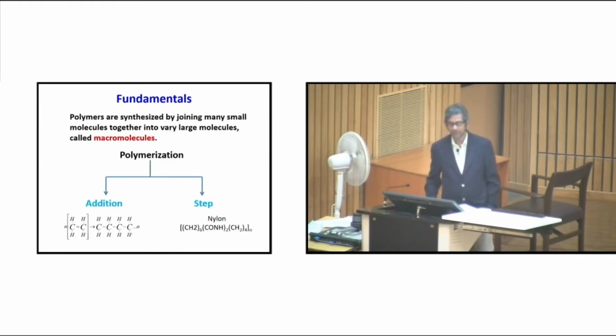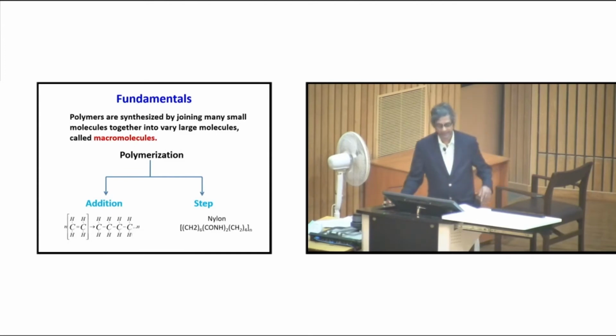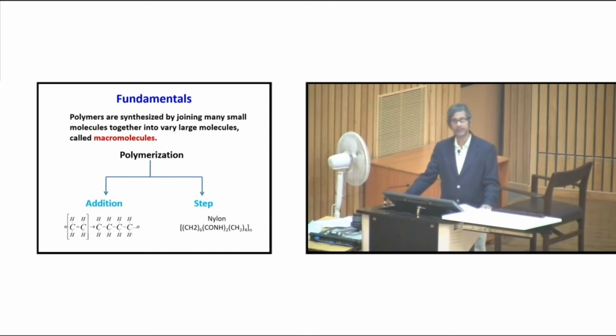Okay. So what are the fundamental things about polymers? As I said, polymers are synthesized by joining many small molecules together into a very large molecule called a macromolecule, right? So obviously the major process used to produce polymers is polymerization, right? There can be two types of polymerization: addition and step polymerization. What is addition polymerization? Well, addition polymerization is basically very simple.